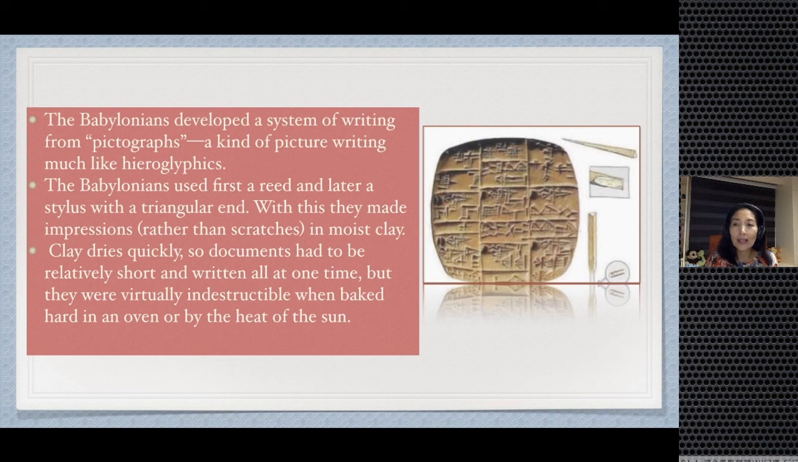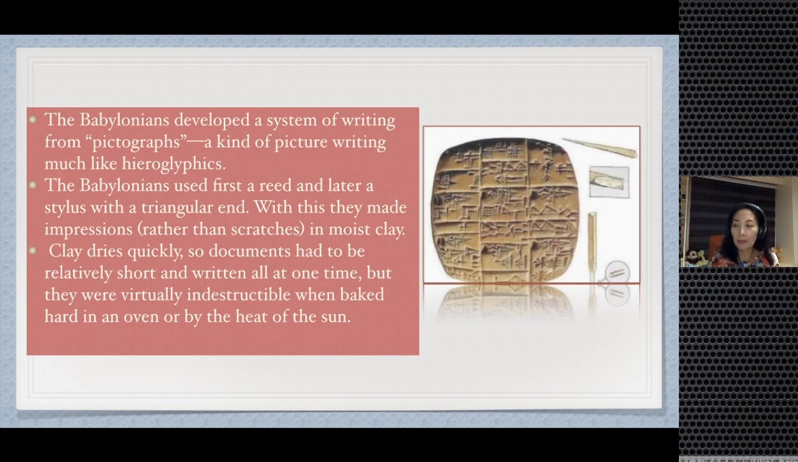Whereas the Egyptians made use of pen and ink to keep their records, the Babylonians used first a reed and later a stylus whose end is triangular. With this, they made impressions in moist clay. So their writing material is moist clay. Now clay dries quickly, so documents had to be relatively short and written all at one time. But they were virtually indestructible when baked hard in an oven or by the heat of the sun.